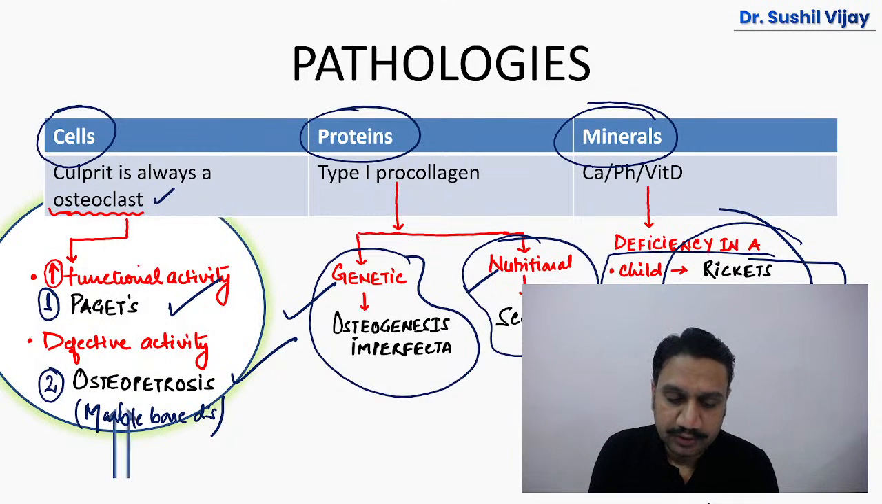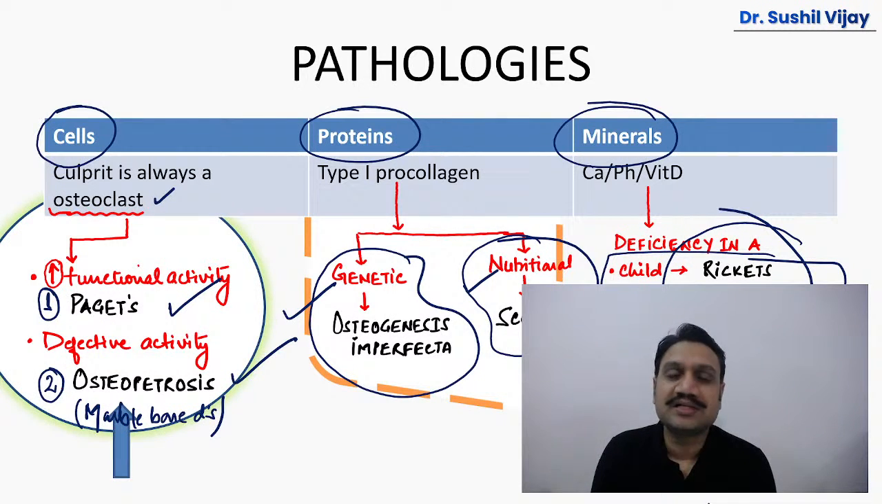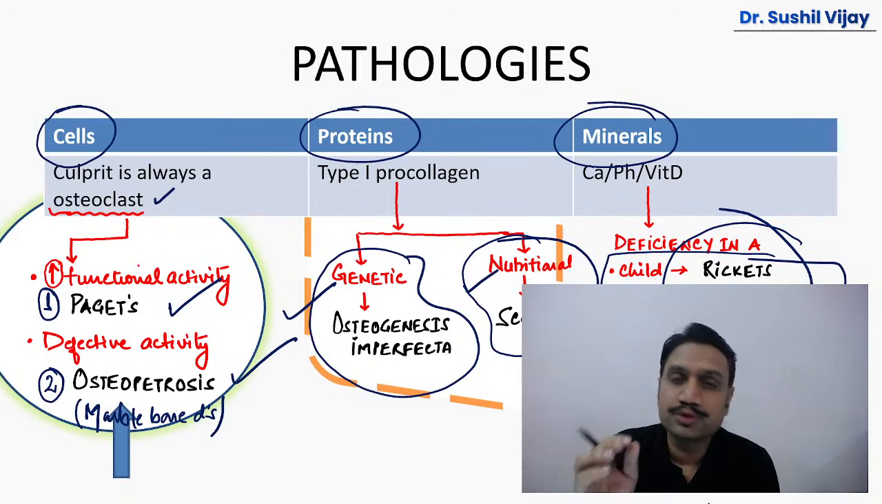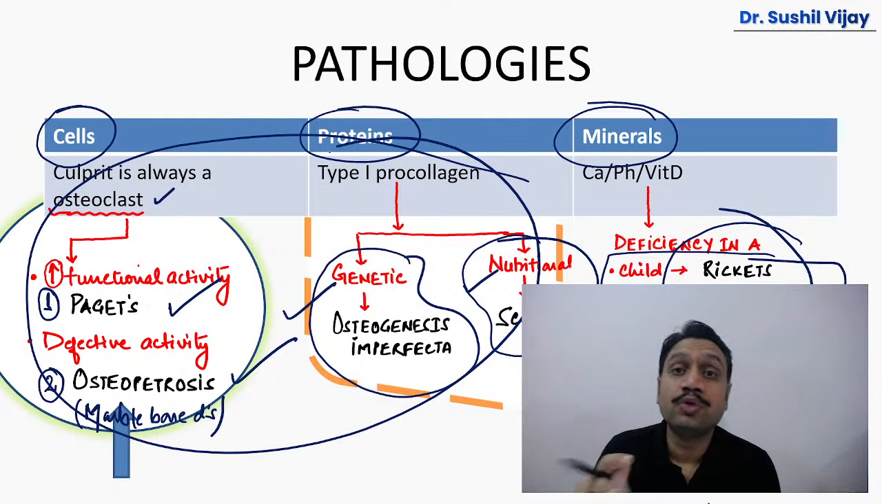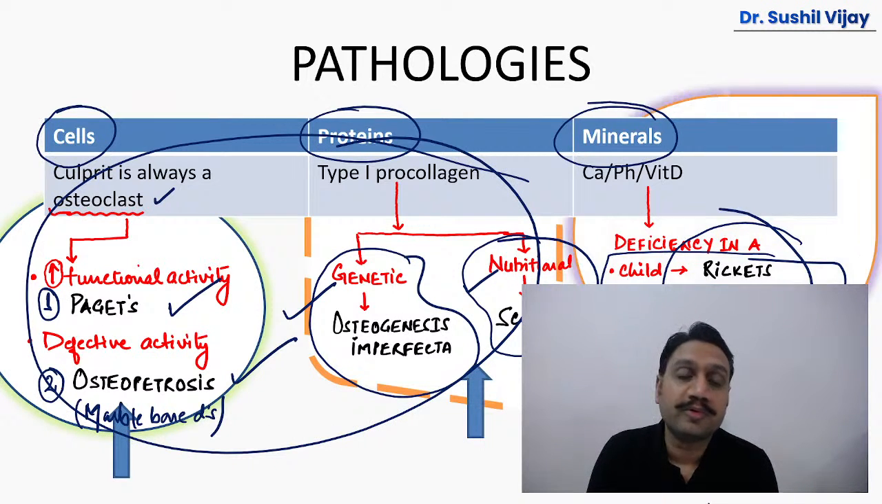So these are the three issues. Now, if there is a question about the serum mineralization, as I was saying, it will be reduced only in two situations, rickets and malacia. And all the other four conditions will have no change in the serum mineralization. Please remember it. Two problems of cells, two problems of minerals, and two problems of proteins.